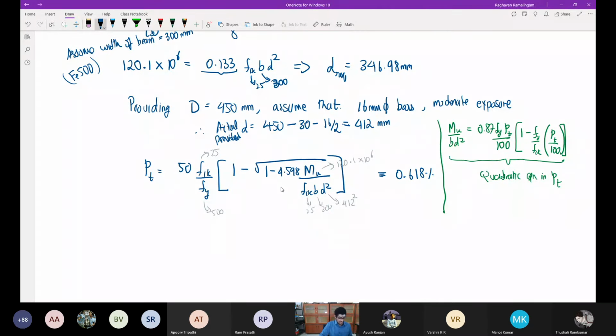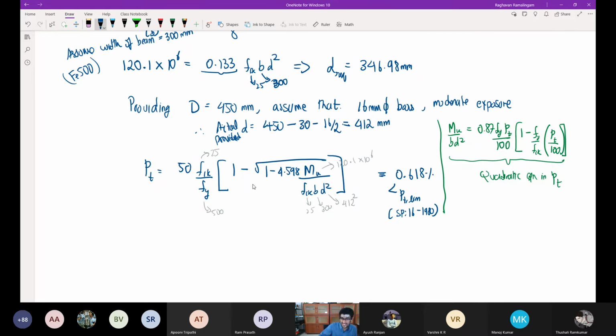For the Pt limit, you can open your SP16 and see what the Pt limit is for different grades of steel. I think 1.1% is the Pt limit. So this is very much lesser than that, so we have no issue. I definitely know that it's lesser than the Pt limit. If you want, you can check from SP16 what the Pt limit for Fe 500 and M25 combination is.